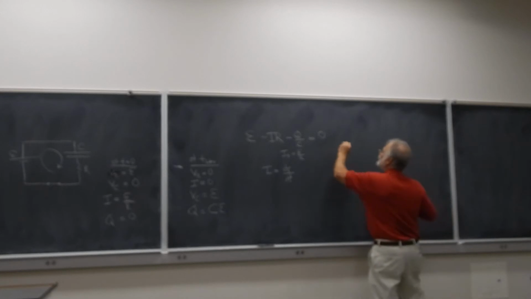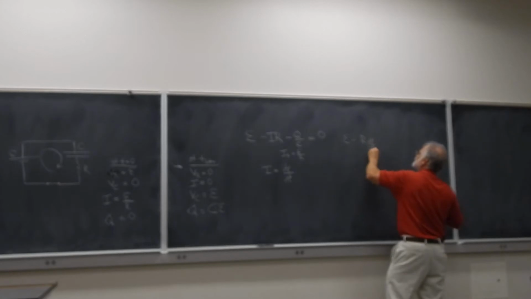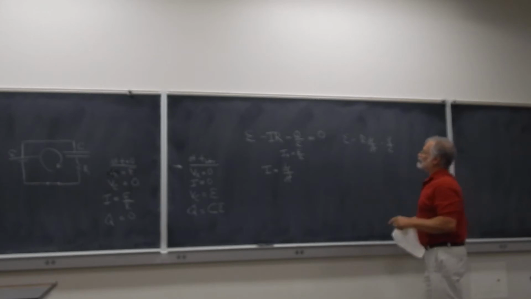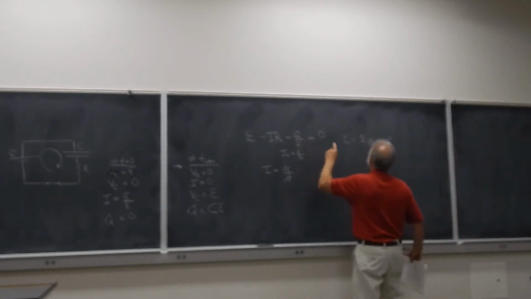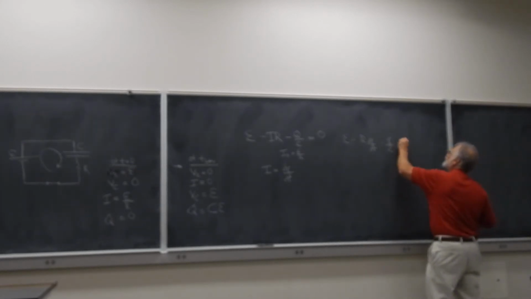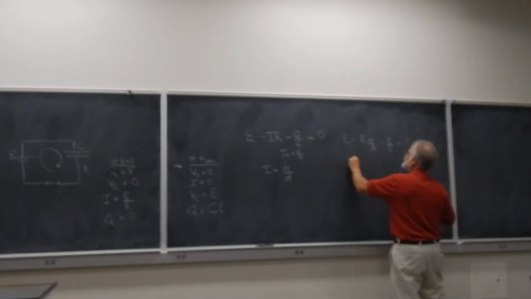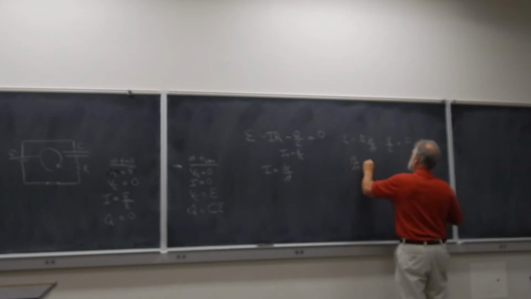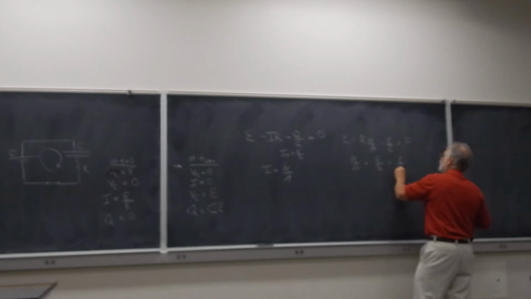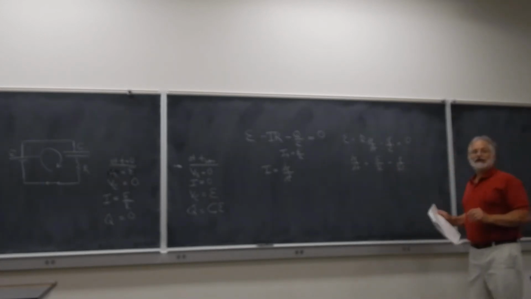And so I can rewrite the loop equation as E minus R dq/dt minus q over C equals 0. I'm going to use little q here because, if big Q is the total charge, let little q be the charge as a function of time. And I can move things around. I can say dq/dt is equal to E over R minus q over RC. We have a differential equation.